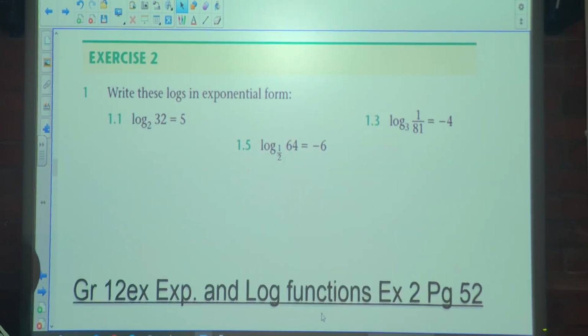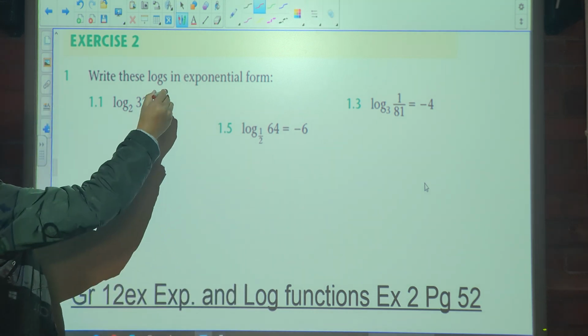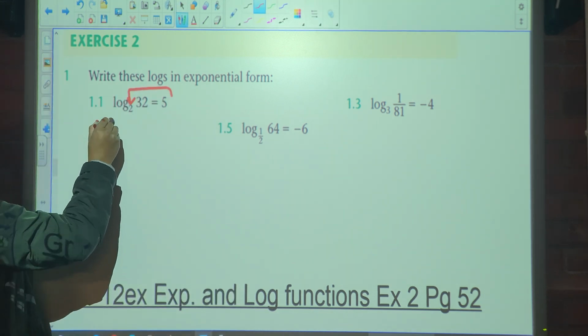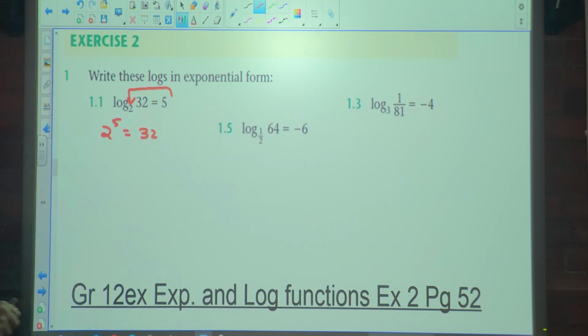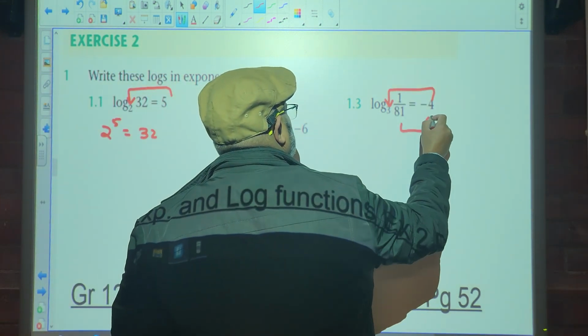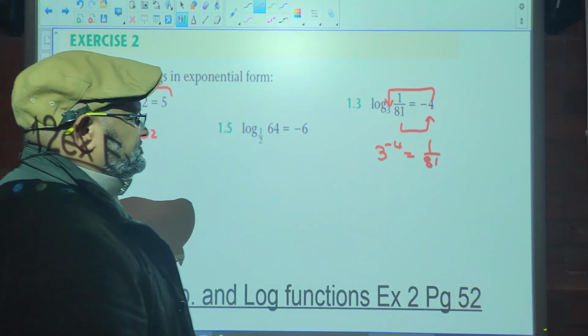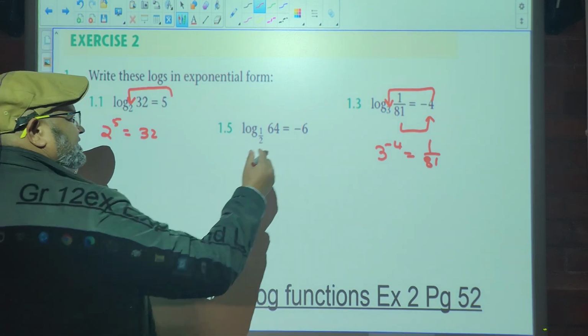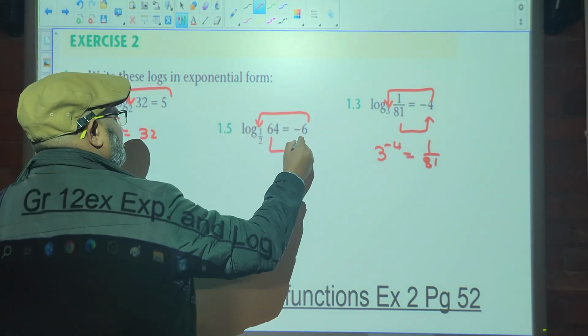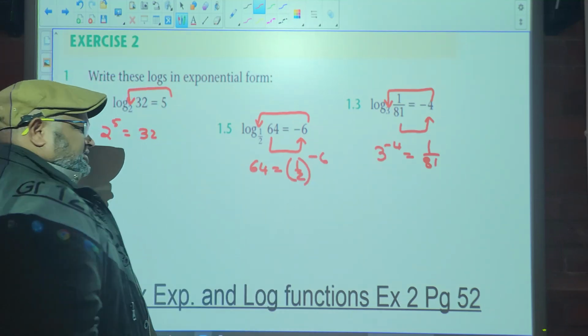Okay. So the question says, write these logs in exponential form. As we know, we're going to take that 5 onto the 2. So it's 2 to the 5 is equal to 32, or 32 is equal to 2 to the 5, which is the same. Next, the negative 4 goes onto the 3, and that on its own. So 3 to the negative 4 is equal to 1 over 81. The next one, negative 6 onto the half, 64 on its own. So 64 is equal to half to the negative 6.